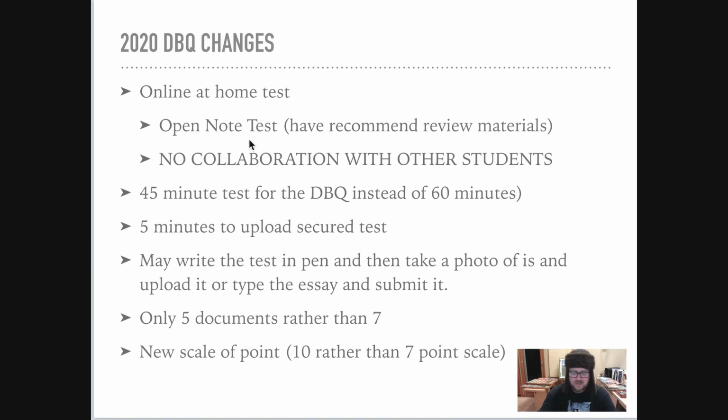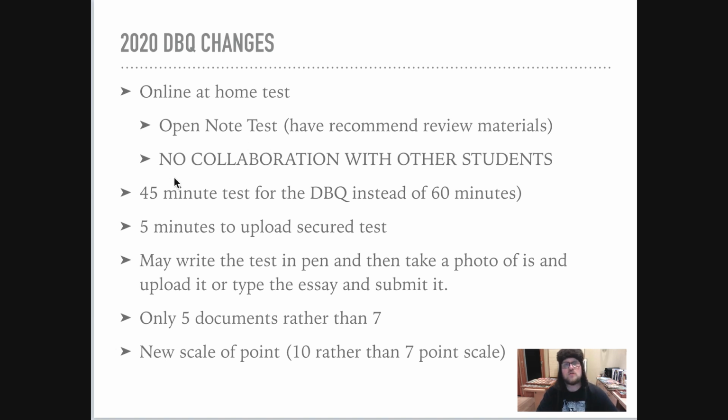I would not have your textbook. I would not have open-ended Google searches, but I would have some refined materials to really help guide you on some stuff. But remember, you only have a certain number of minutes to write this essay. But at the same time, this is a really big one.